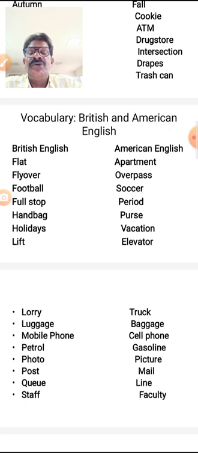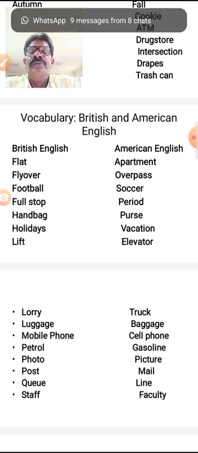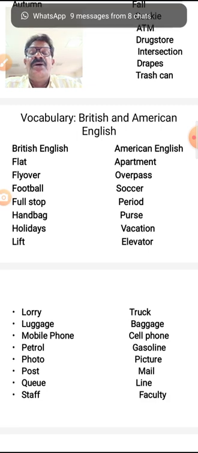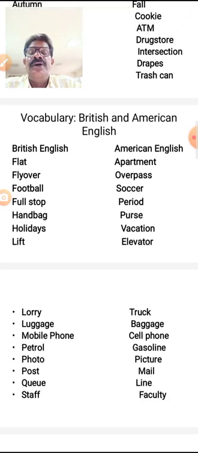These words we can see in the paper. It has become very common right now. People like you are very much known to this word soccer, right? And then next, full stop. When it comes to punctuation, we often say full stop, right? But in American English, it is called period. And handbag in British English, in American English, it is called purse. Holidays in British English, of course, we are very much aware of holidays, but in American English, it is called vacation.